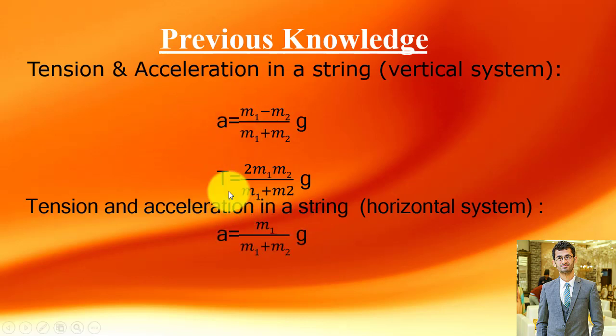Acceleration can be found using the formula a = M1 / (M1 + M2) × g, and tension in the string can be found by the formula T = M1 M2 / (M1 + M2) × g.